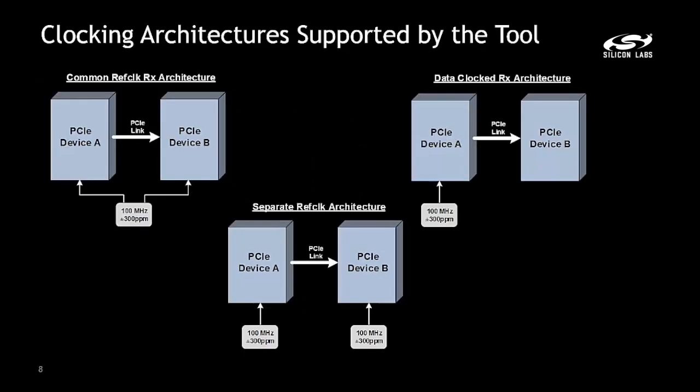There are three PCI Express system architectures supported by the PCI Express Clock Jitter Tool: common clocked, data clocked, and separate ref clock architecture. Common clocked is where the same 100 MHz reference clock is provided to both the transmitting and receiving devices. Data clocked only has the reference clock provided to the transmitting device, and separate ref clock has separate reference clocks provided independently to the transmitting device and the receiving device.